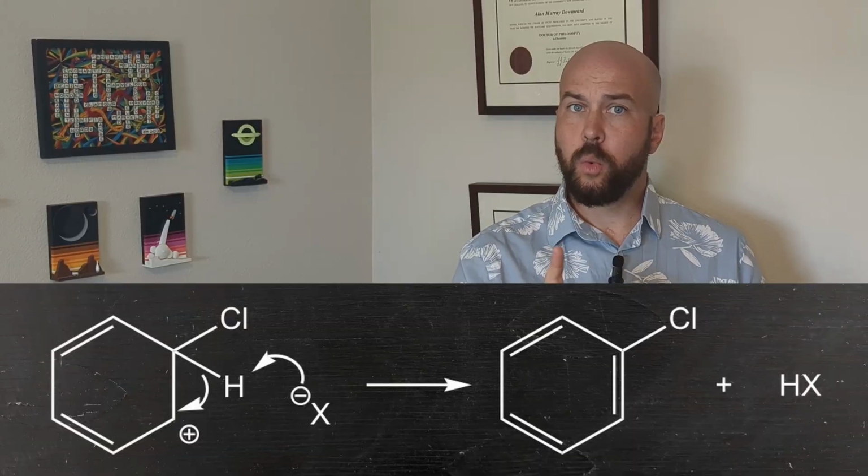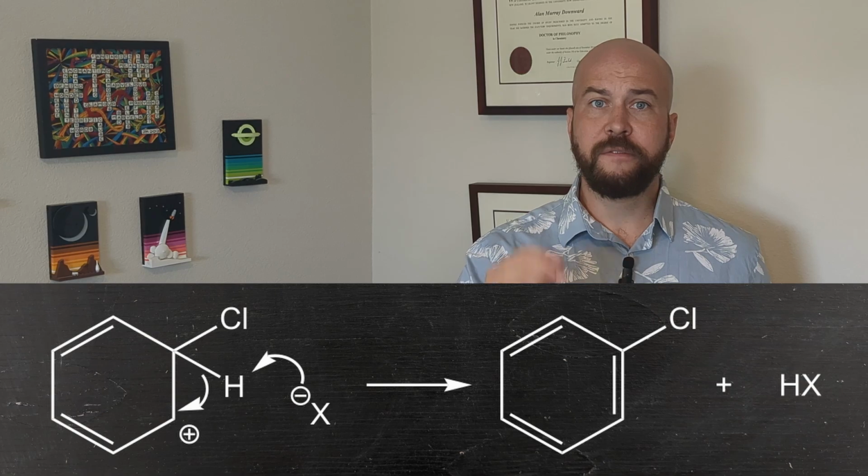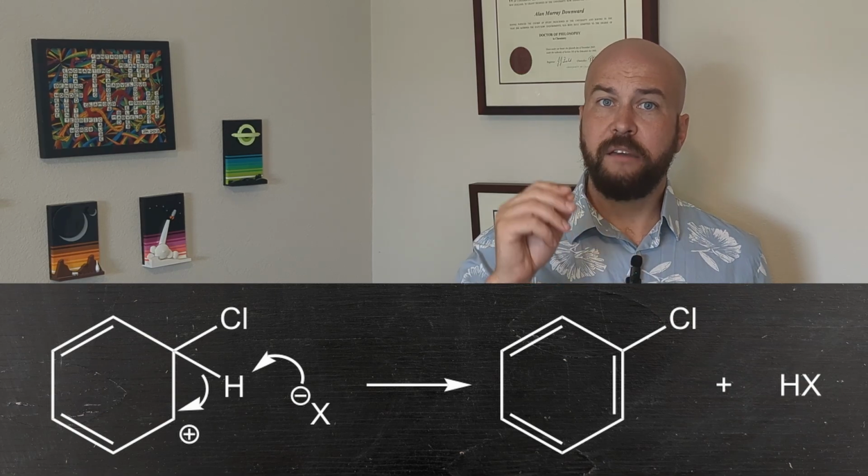the intermediate. Eventually, the ring is going to want to go back to being aromatic, so it needs to either kick out the chlorine or the hydrogen. If the chlorine leaves, well, we're just back where we started. But now, if that hydrogen leaves, we have a different molecule. We now have chlorobenzene, and we have performed electrophilic aromatic substitution.